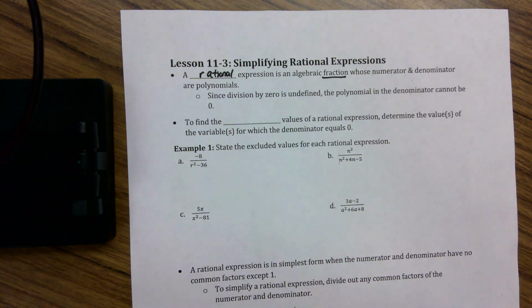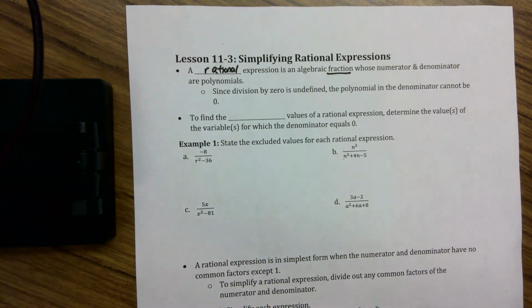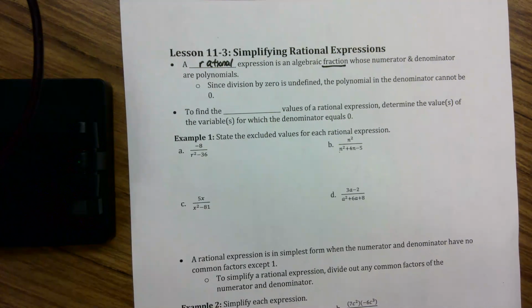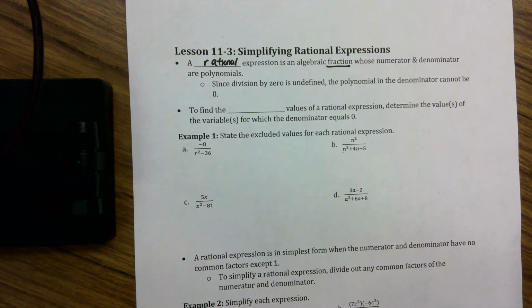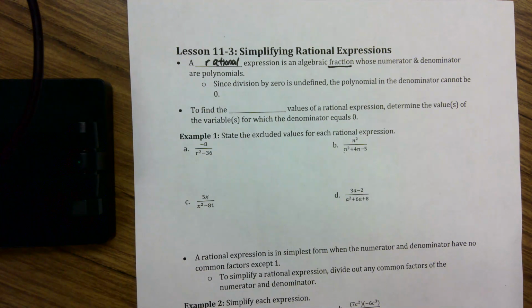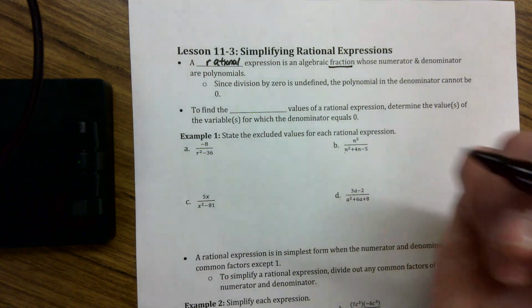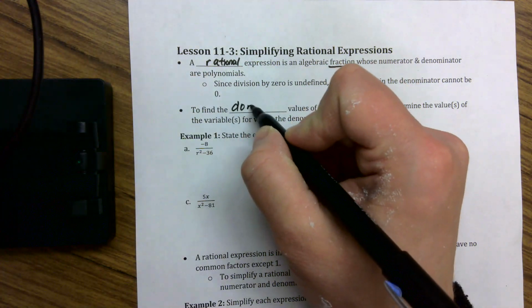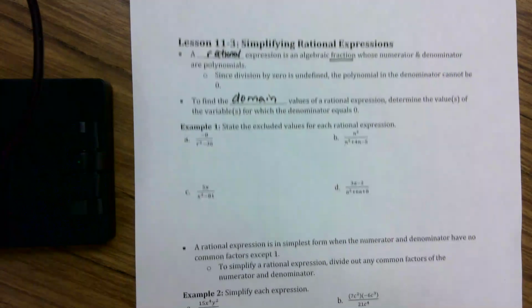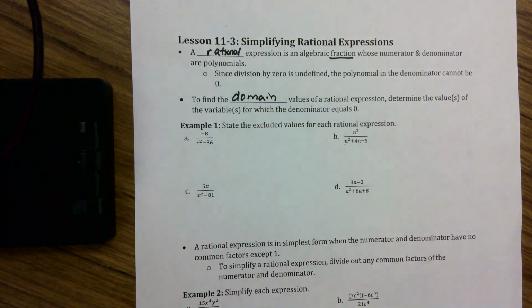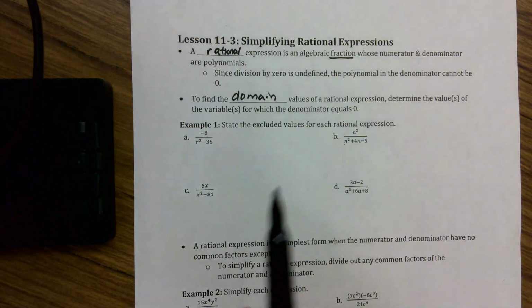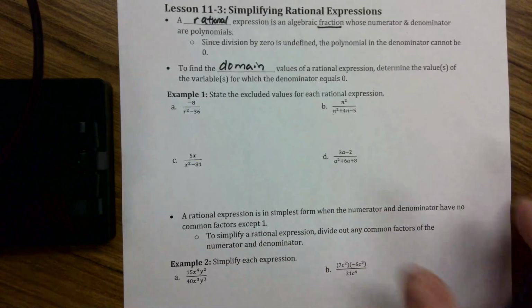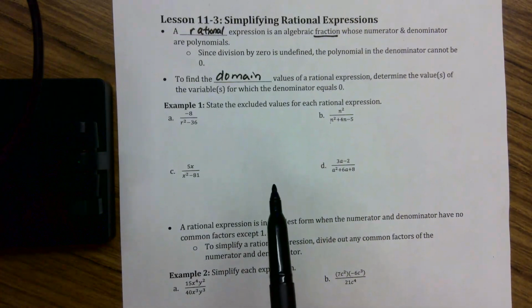All we're saying is make sure the denominator can't be zero, which you're not going to really run into that. To find the excluded values of a rational expression, determine the values of the variables for which the denominator equals zero. So find the domain values. Okay, we don't need to find them. I can ignore the term excluded values. All I want you to focus on right now is how can I simplify these?